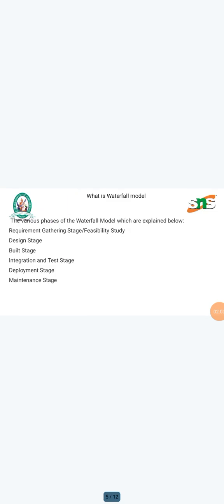What is the waterfall model? The different chronological phases of the waterfall model are shown below, with the interconnection between them. First one, requirement gathering. Second one, design. Third one, build. Fourth one, integration and test. And deployment and maintenance. The various phases of the waterfall model are explained below: the requirement gathering stage and feasibility study, design stage, build stage, integration and test stage, deployment stage, maintenance stage.